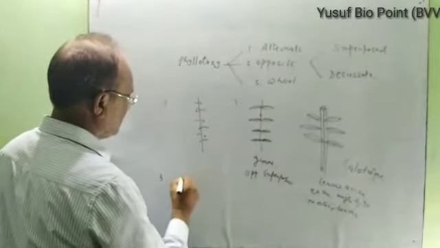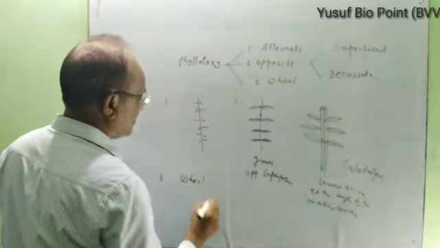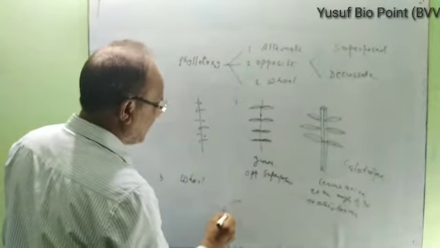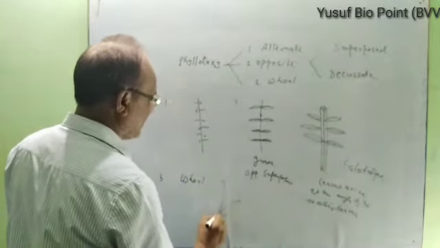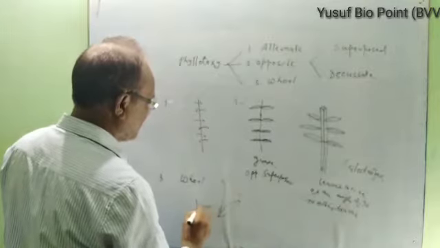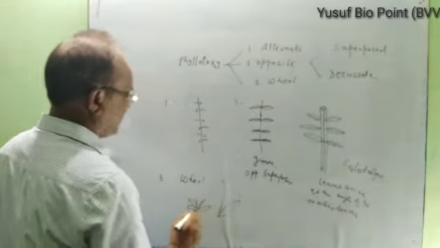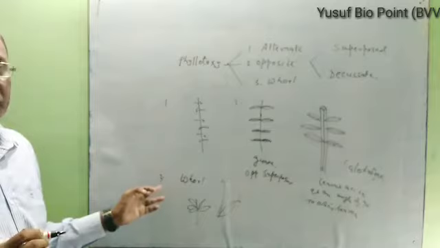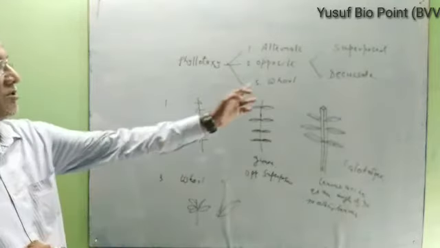Next one, the leaves are found in a cyclic way, so that is found in the cyclic way and that is called whorl.